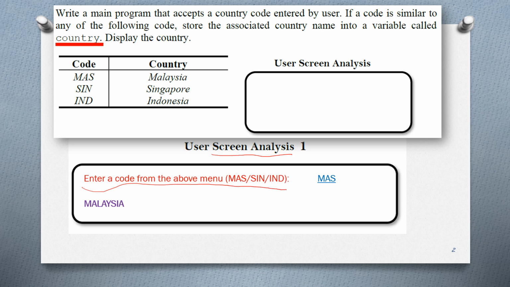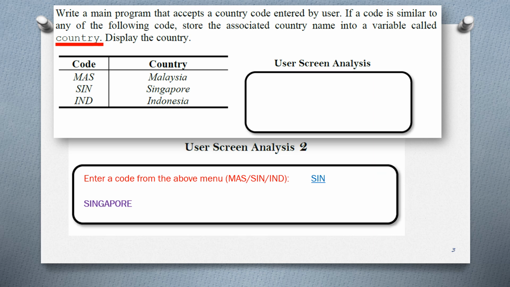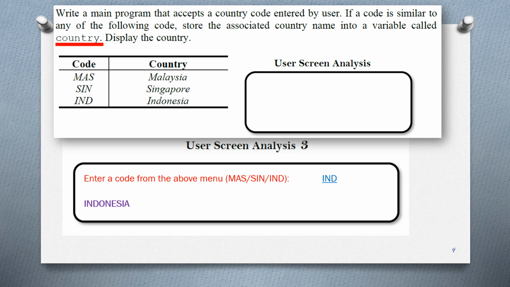In this case we display the values here: MAS, SIN, or IND. And this is the location where the input will be stored. And lastly we will display the name associated with the code. So the first case is for Malaysia, the next cases are for Singapore and Indonesia.